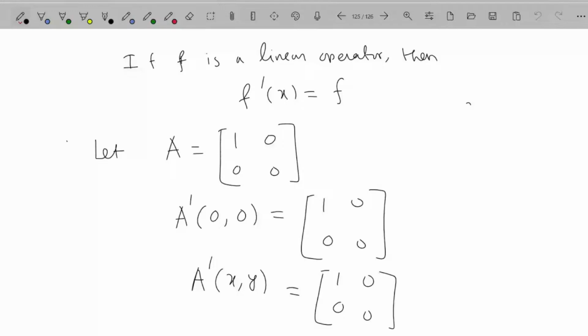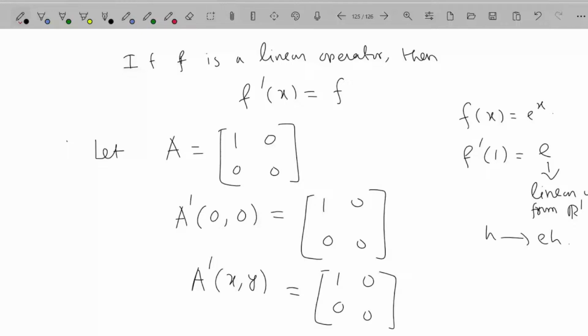Your f(x) is e to the power x. So now we are calculating, let's say, f dash 1. What is the value we will get? In general, it will be e. So this is your linear operator from R1 to R1, because it's mapping h to e times h. It's a linear mapping in that sense.